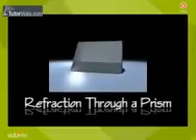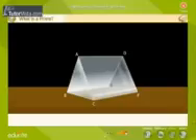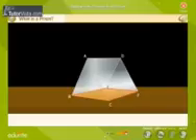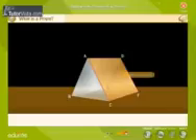Refraction through a prism. A prism is a piece of glass or any other transparent material bounded by two triangular and three rectangular surfaces. One of the rectangular surfaces, BCFE, is called the base of the prism. The other two inclined surfaces, ABED and ACFD, are known as the refracting surfaces.